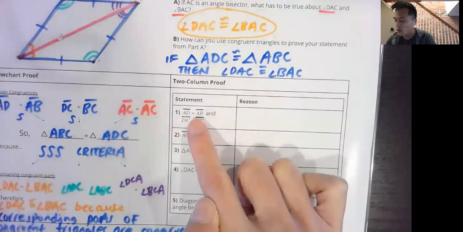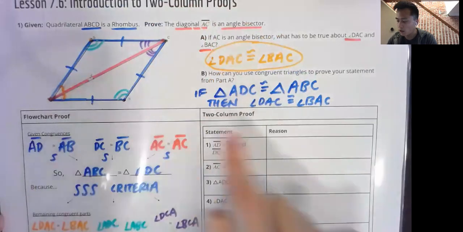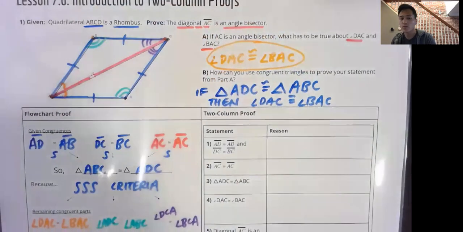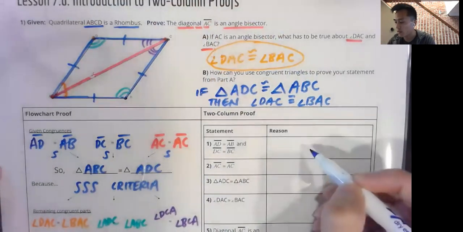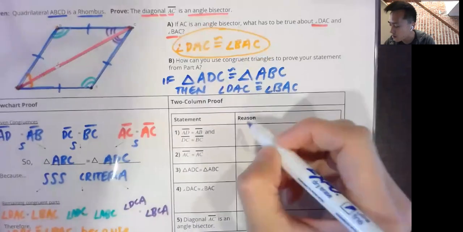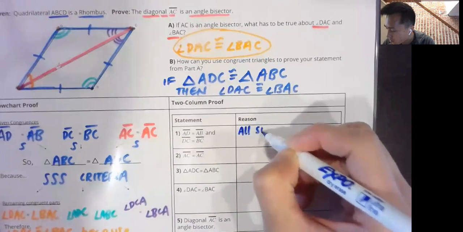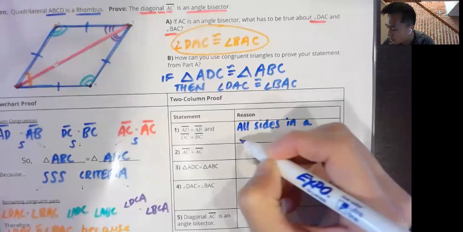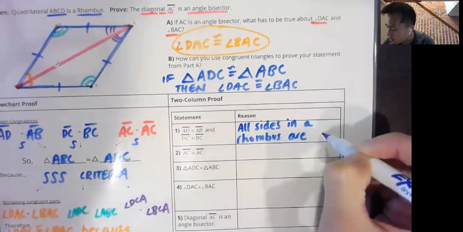So first, AD is congruent to AB, AD and AB, and DC and BC. So those are all the sides that I marked in blue here. Well, we know that those are congruent because they're sides of the rhombus, and all sides of a rhombus are congruent. So that can be my reason. I know that those sides are congruent because all sides in a rhombus are congruent.